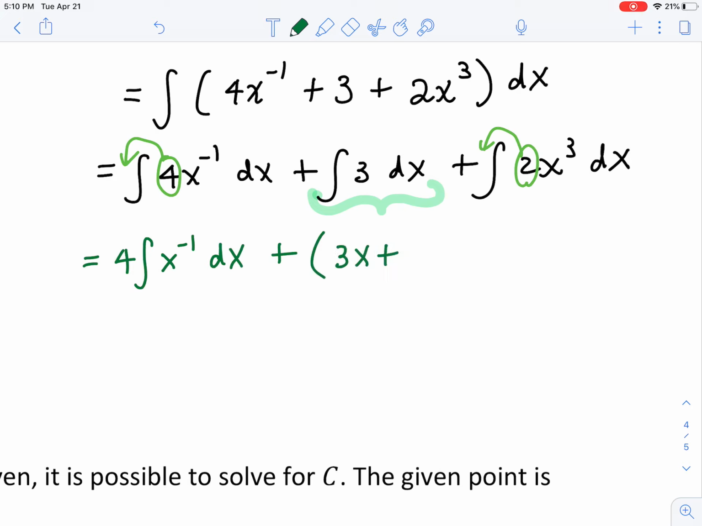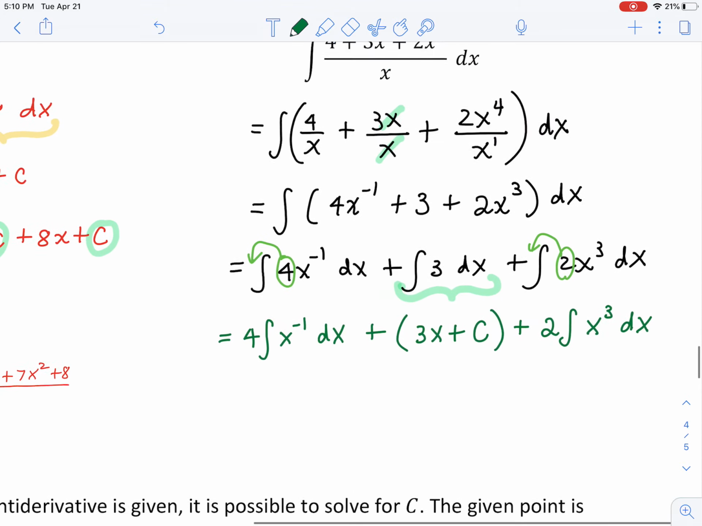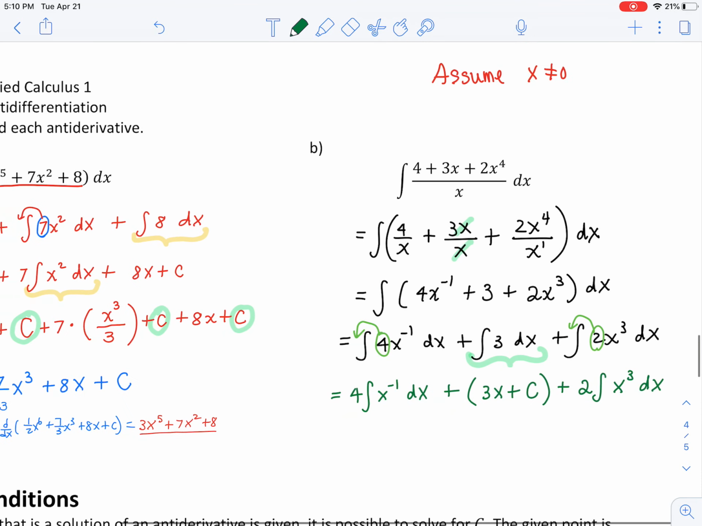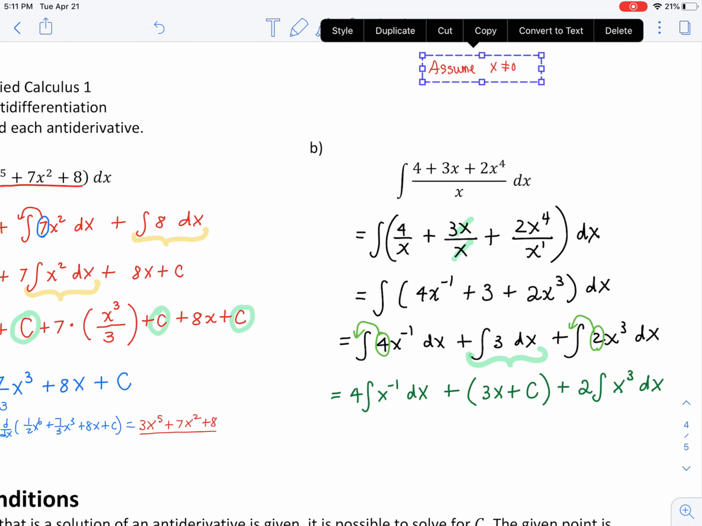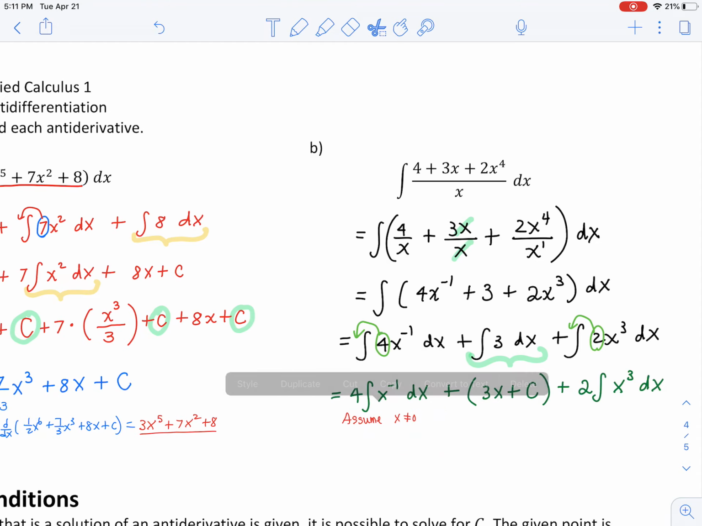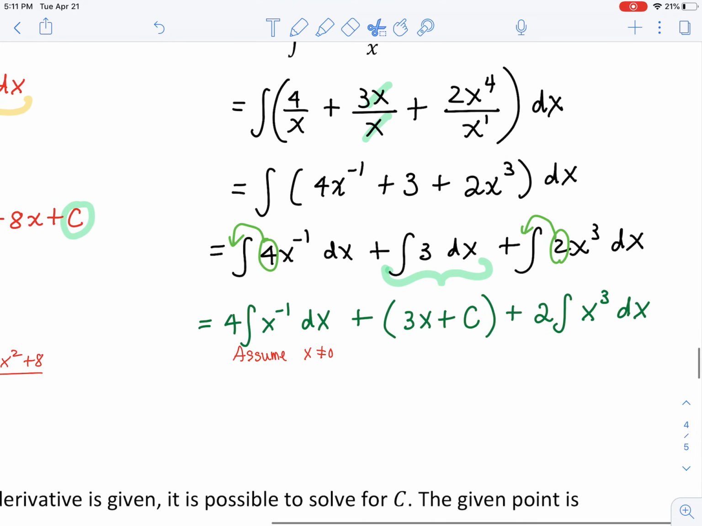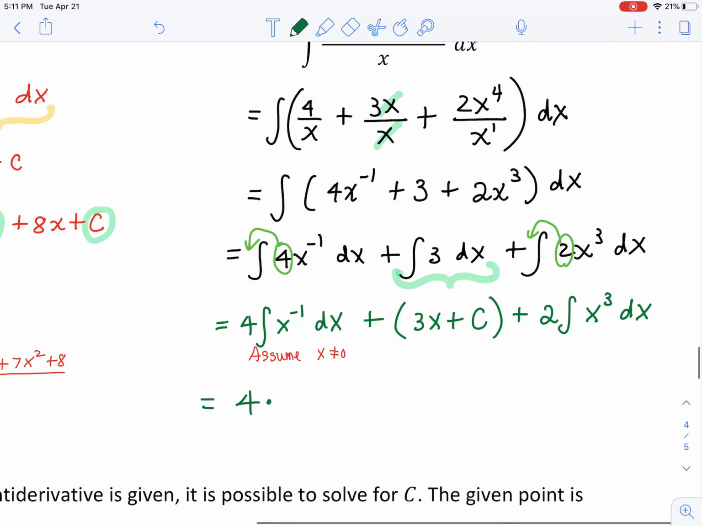So I'm going to get 4 times integral of x to the negative 1 dx, plus, now, we do know what this is. Why don't we go ahead and evaluate what this is first? This is going to give us 3x plus, don't forget your c, right? Okay, plus 2 times integral of x to the 3rd power dx. Now, this is why they say assume x is greater than 0, because the textbook problem was going to give you a break and tell you that you can just write it as log of x, but I don't want that.